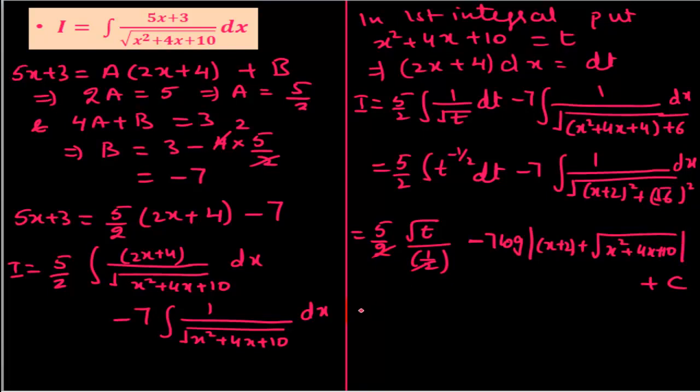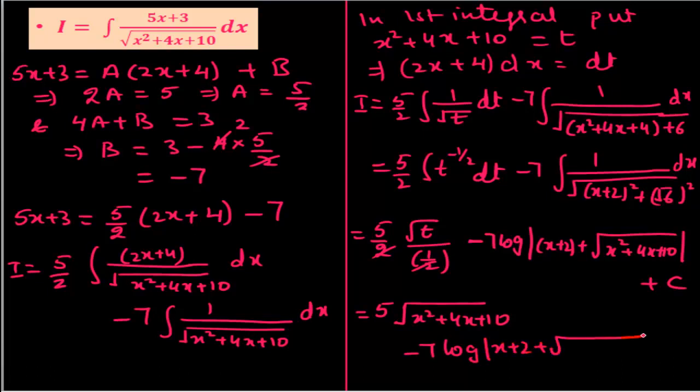You can see 2 here gets cancelled out. We get 5 root t, sorry. T we can replace with its value. So 5 into square root of x square plus 4x plus 10 minus 7 times log modulus of x plus 2 plus square root of x square plus 4x plus 10, and the constant of integration.